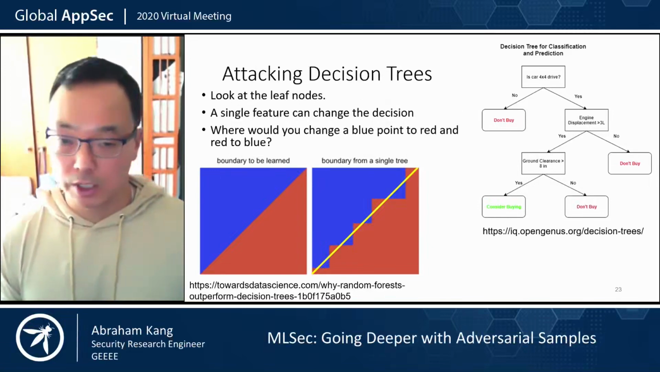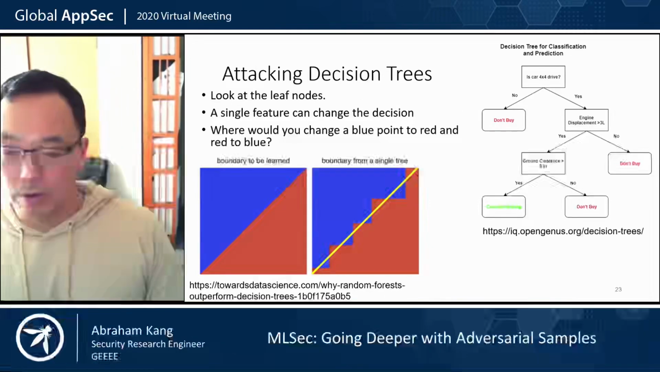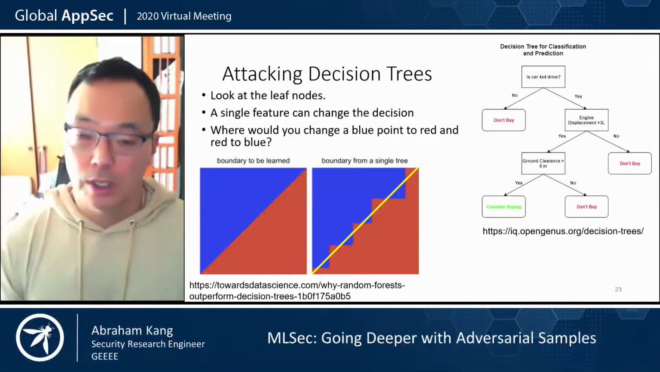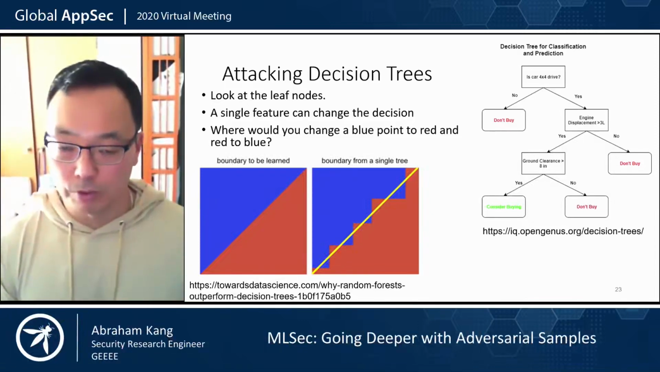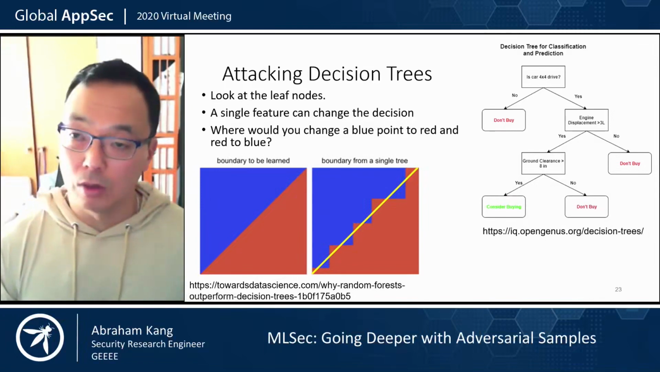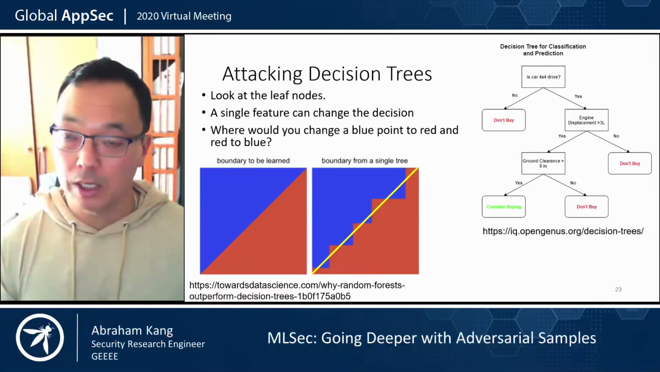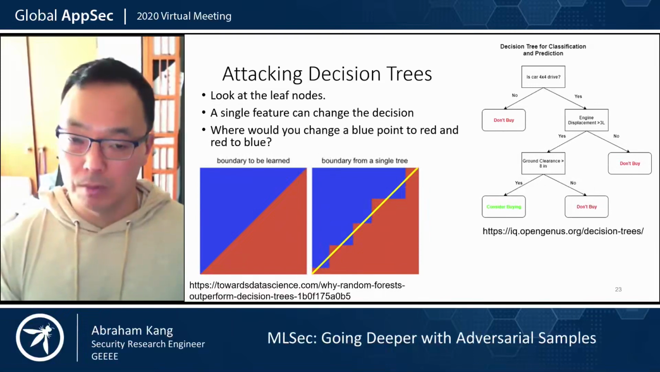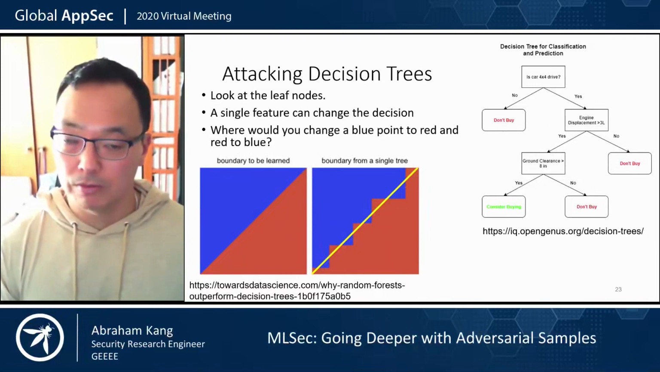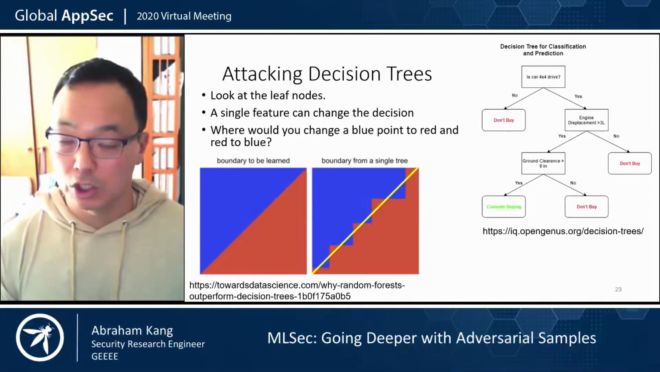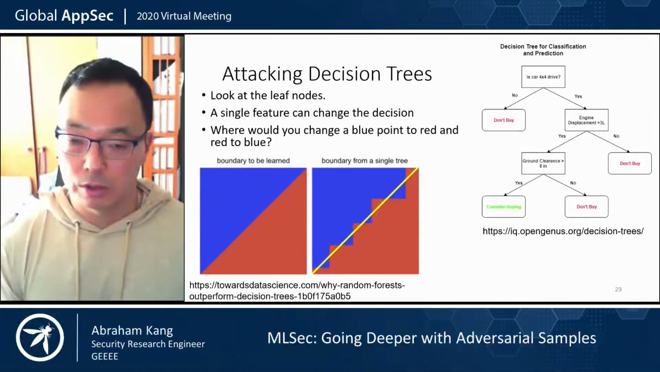So if I were to ask, where would you change a red point to a blue point, but not make it look different to a human, or a blue point to a red point, not change its blueness or whatever its characteristic or label, but change the model's results, where would you be looking at this decision tree? On what boundary positions?